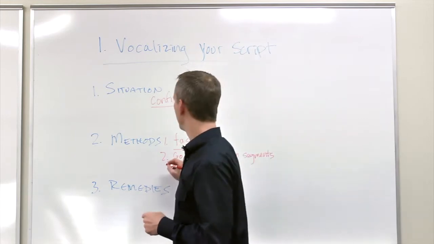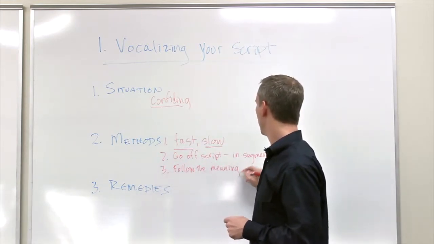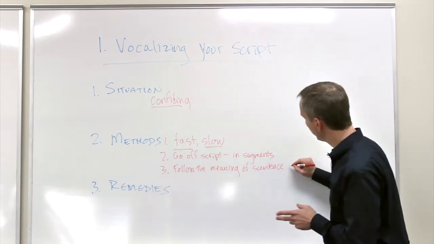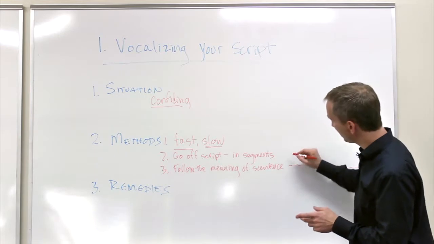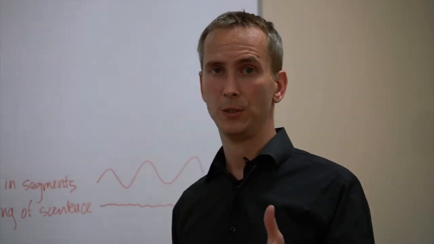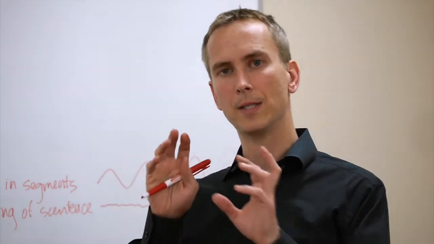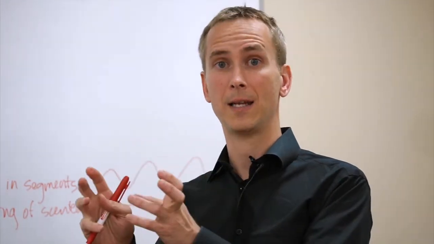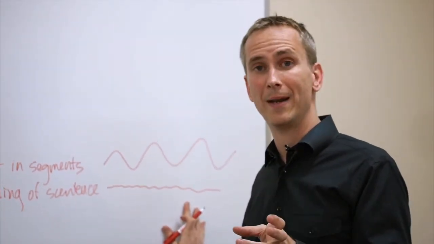Last method, and probably the most important method, is follow the meaning of the sentence. So when we're reading from a script, it tends to kind of look more like this. But when we're speaking, it tends to go like this. Even right now when I'm speaking to you, my voice is modulating a lot. So when I just said a lot, there's a lot that's landing on a lot. When I'm reading, typically I don't do that.